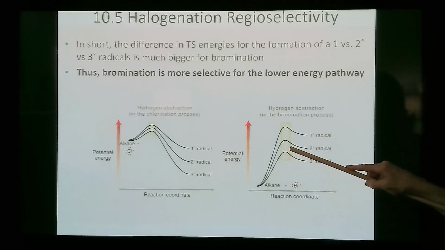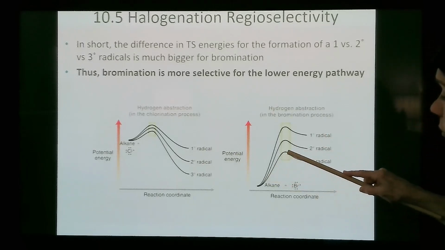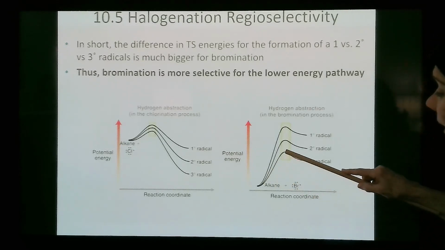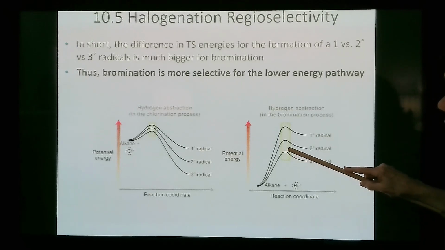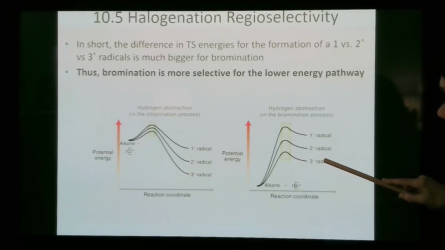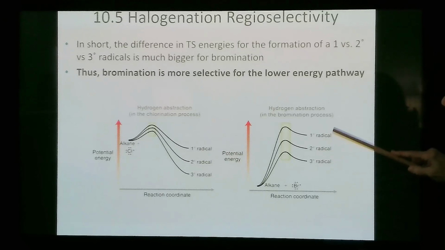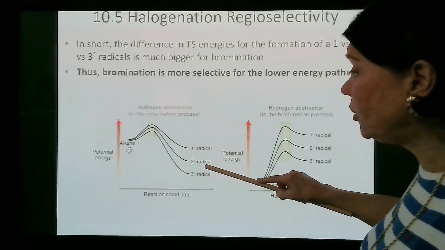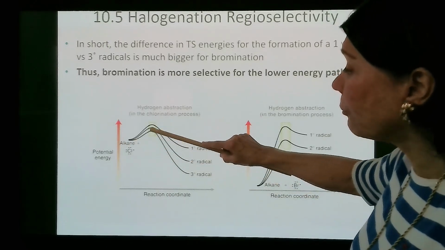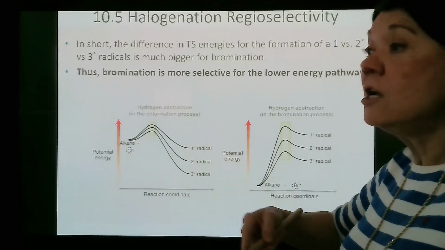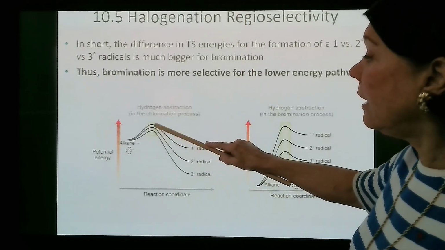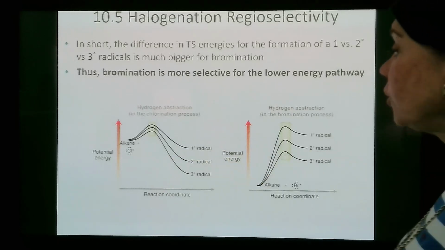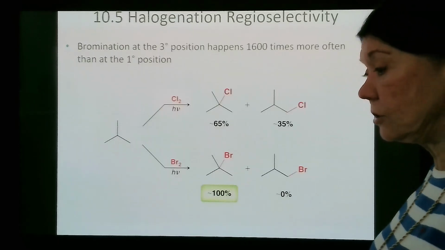It just barely has enough energy to get over this lowest energy hill because it's going uphill in energy. So the system just barely has enough energy to get over this lowest energy hill to get to the tertiary radical. And so that makes it much more selective. With chlorination, everything is downhill, so it just blasts over all three of the energy hills. It has enough energy to attain any of those energy hills and get over any of them. So it has to do with how much energy is in the system.